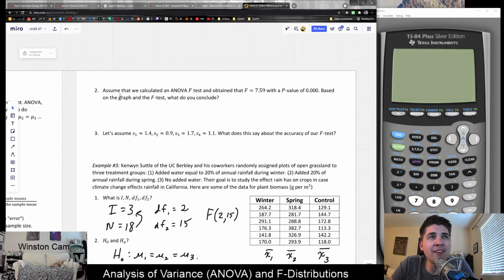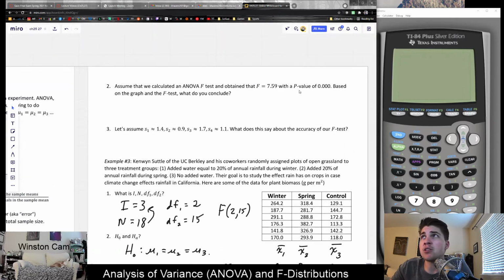If you're thinking, well, p-values are not really 0, let's just say it's like 0.003 or something. But basically what that's saying is it's very small. It says, based on the graph and the F test, what do you conclude? Remember that high F statistics, as I said in the last video, indicate, and you might wonder, well, what does high mean? Well, we don't really know. It depends on the degrees of freedom and everything else that we don't know. But given that we were told the p-value is very, very small, less than 0.01, we know that it is going to be less than any standard alpha for a significance test.